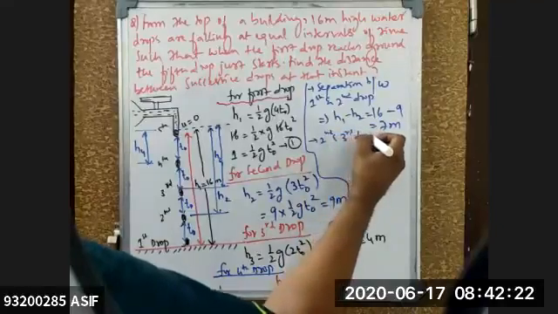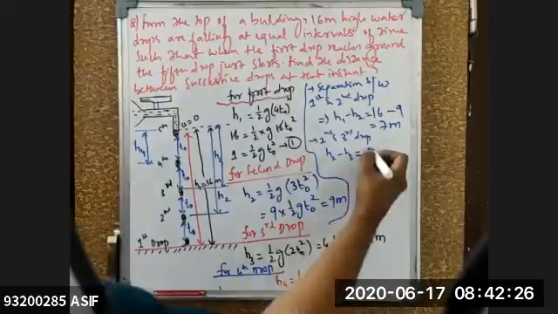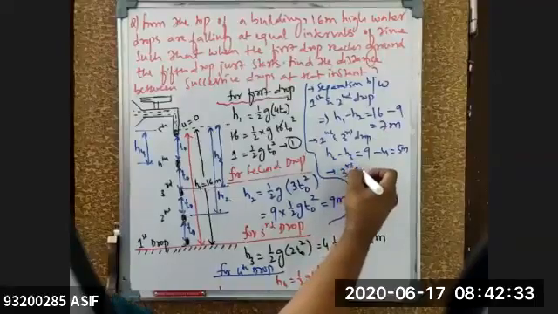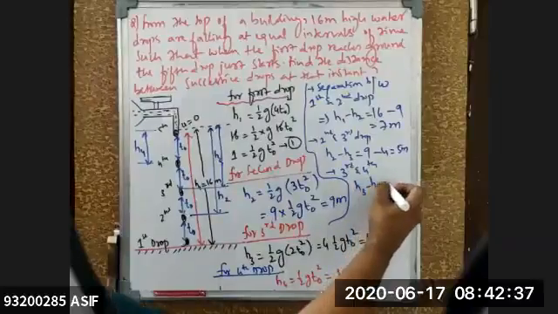Between the second drop and third drop will be 5 meters. Second and third drop means H2 minus H3. H2 is 9, H3 is 4. 9 minus 4 is 5 meters. Then in the same way, third drop and fourth drop: H3 minus H4. H3 is 4, minus 1, that will be 3 meters.